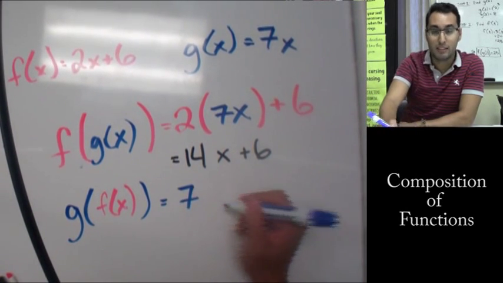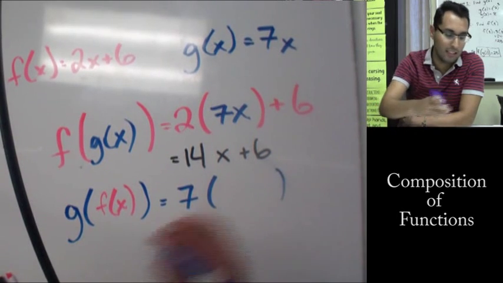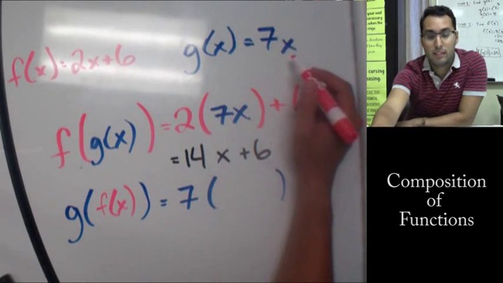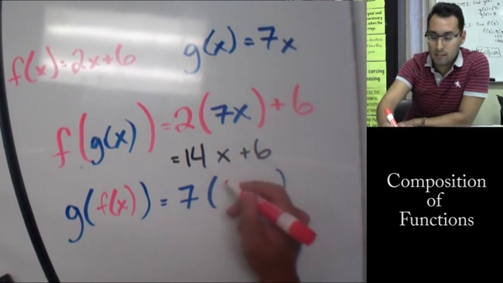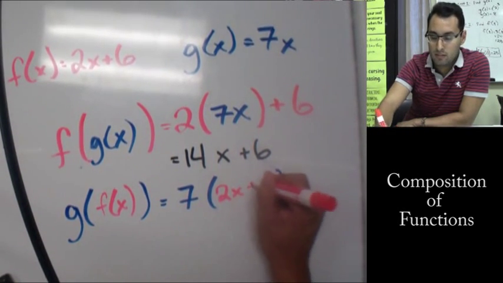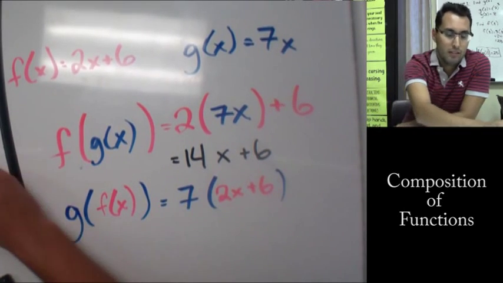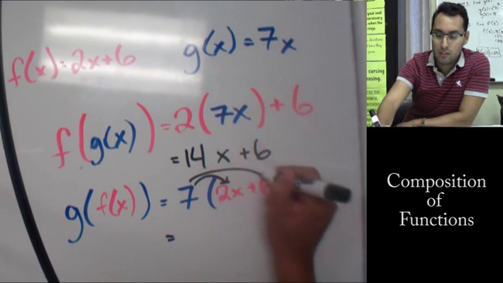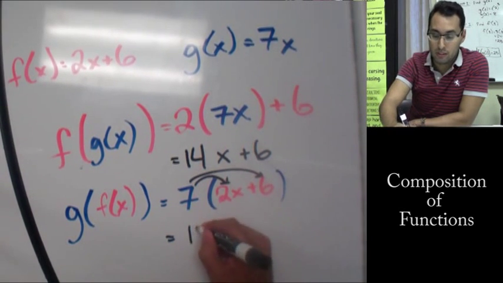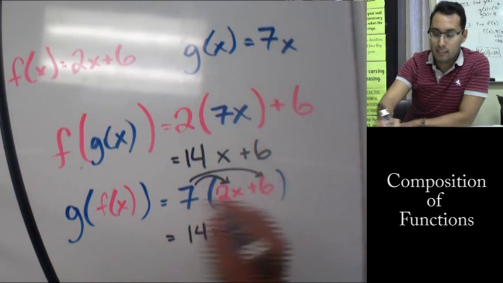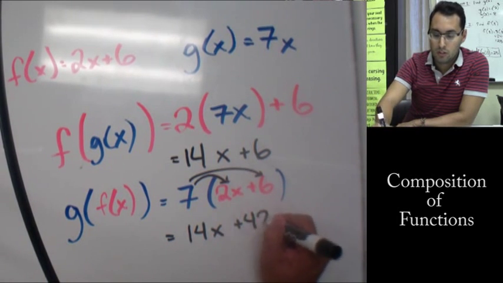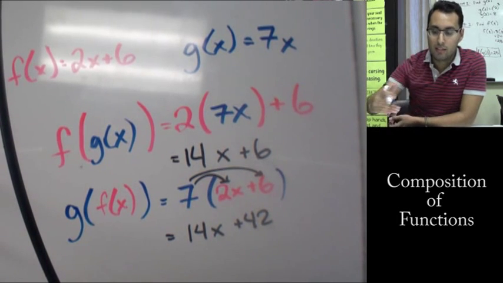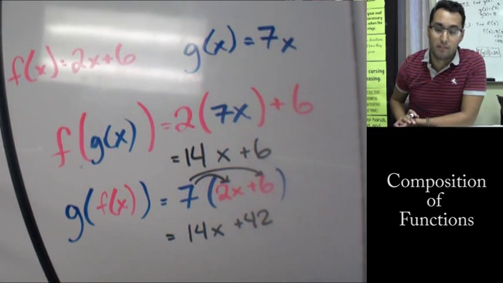So I'll put 7, but instead of writing x, remember we're going to put a set of parentheses. So I'm not writing x. What we're replacing that with is 2x plus 6. So I'm going to go ahead and write that. This is a little bit different than the first one. Here, we're actually distributing. We have 7 times 2x, which is 14x, and 7 times 6, which is 42. So noticing which function you put into the other, or even the order, can affect what output you receive of this composition.